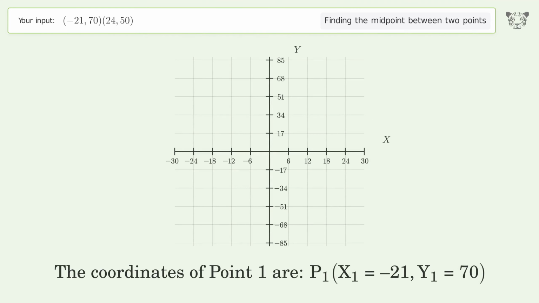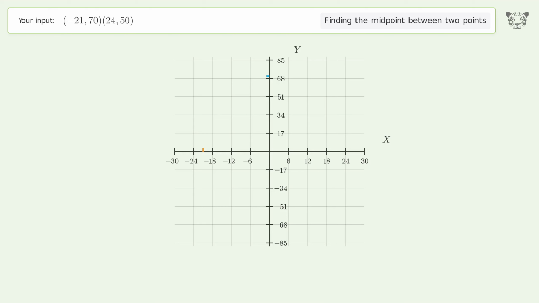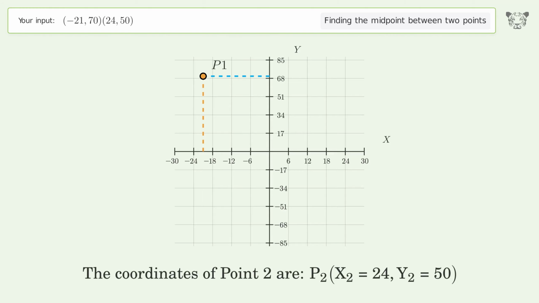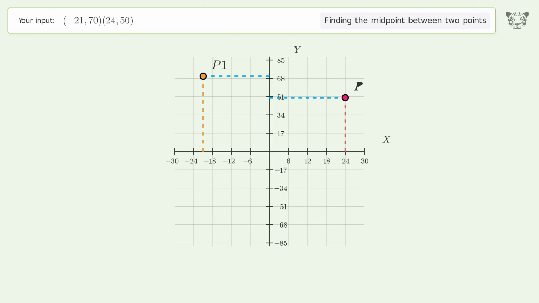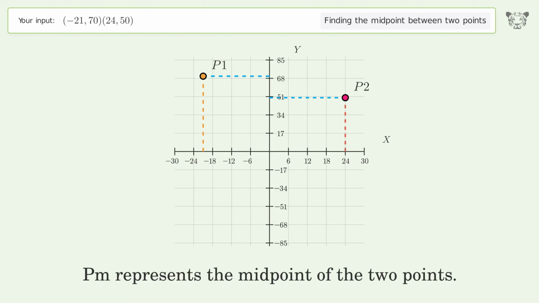The coordinates of point 1 are x1 equals -21, y1 equals 70. The coordinates of point 2 are x2 equals 24, y2 equals 50. PM represents the midpoint of the 2 points.